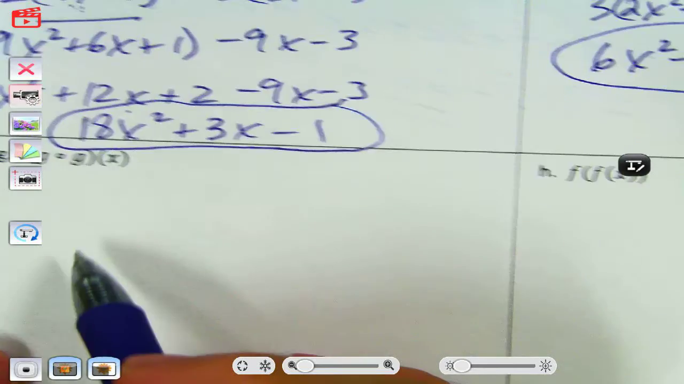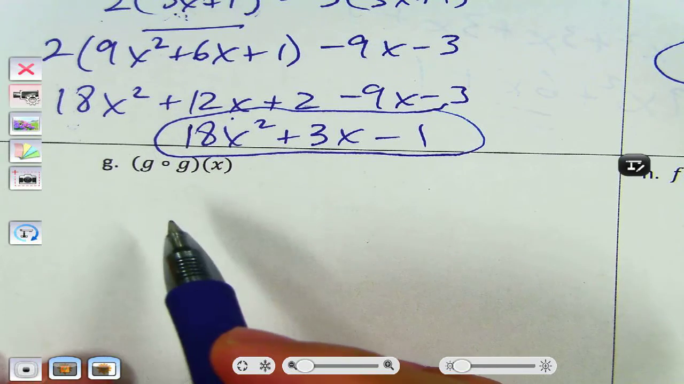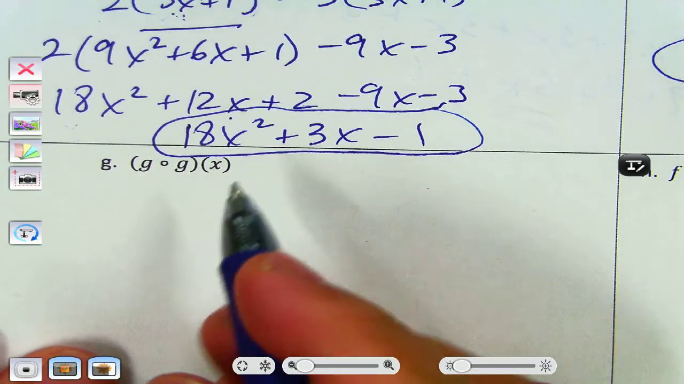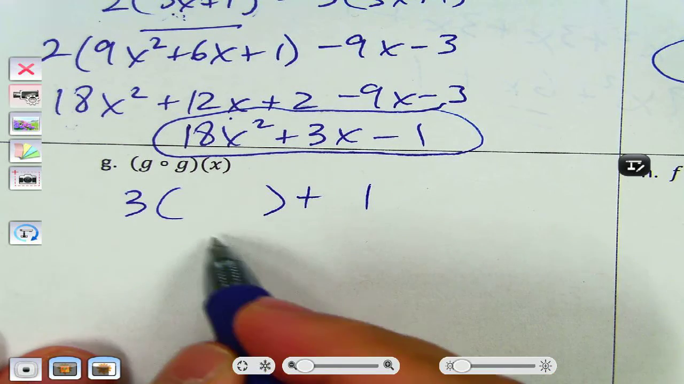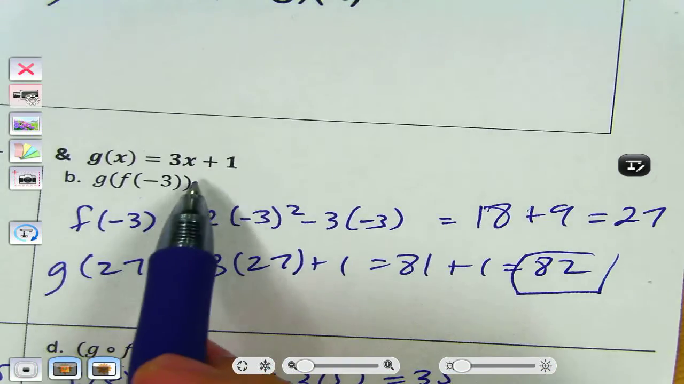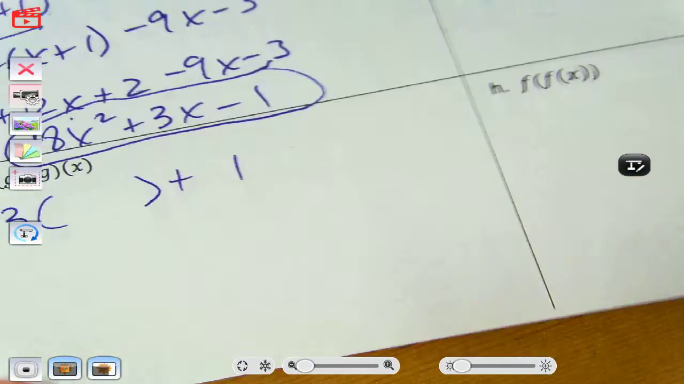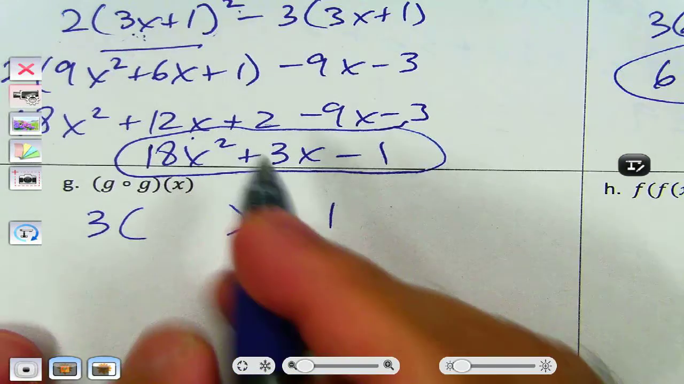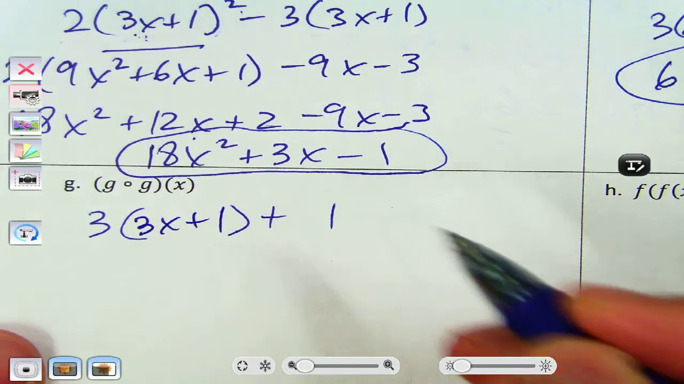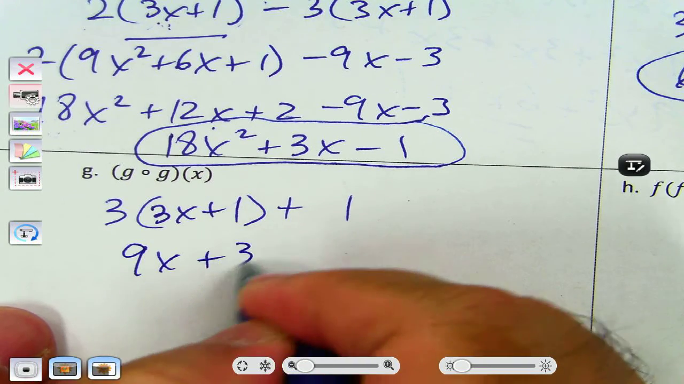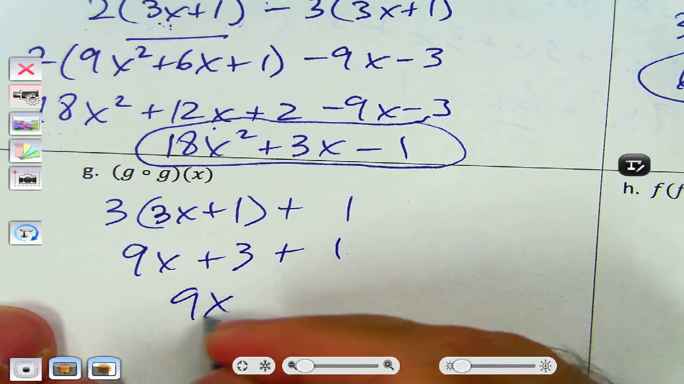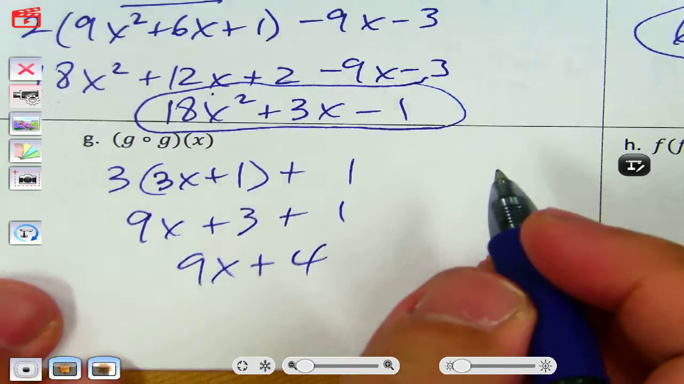Next, g of g of x. So I'm putting g into g. Remember, g looked like this, 3 parentheses plus 1. It's a 3x plus 1. But I'm putting into those parentheses 3x plus 1. Go ahead and distribute. So that's 9x plus 3 plus 1. It's 9x plus 4. And there's the answer.